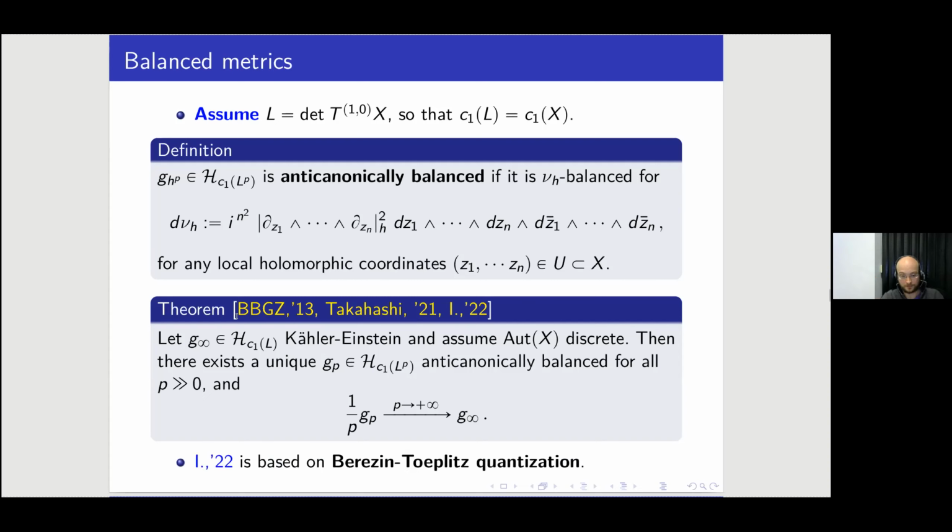And again, these are very different proofs. Berman, Boucksom, Zeriahi used a completely different method than Donaldson, using energy functionals. Also, well, infinite dimensional energy functionals, if you wish. Takahashi managed much later to adapt the strategy of Donaldson, and my proof uses an input based on Berezin-Toeplitz quantization, which I will describe.